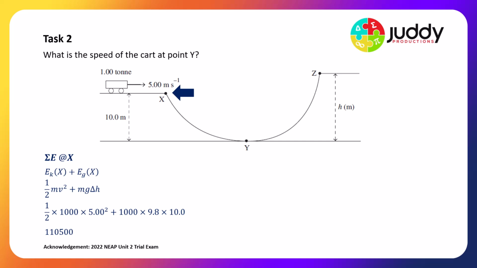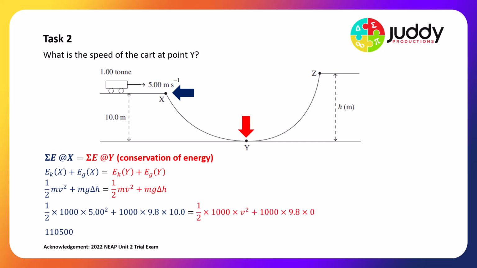So let's have a look at this particular question where we're asked to find the speed of the cart at point Y. So we know that the sum or the total energy of this system at point X will also equal the sum or the total energy at point Y. So the sum of the energy at point Y is equal to the sum of the kinetic energy at point Y and the gravitational potential energy at point Y. And as you know, that's equal to half mv squared plus mg delta h. Now note that the v and the delta h at point Y in red, seen on the screen, is different to the v and the delta h at point X as seen on the screen.